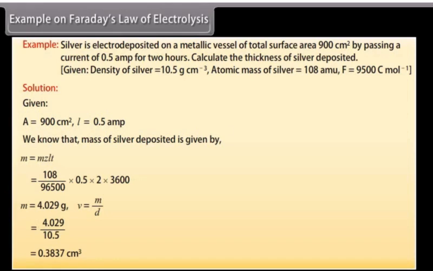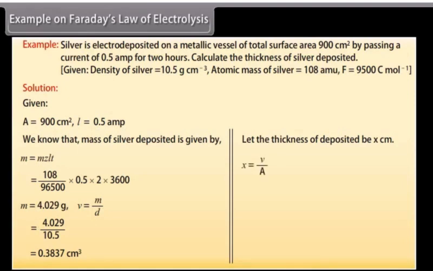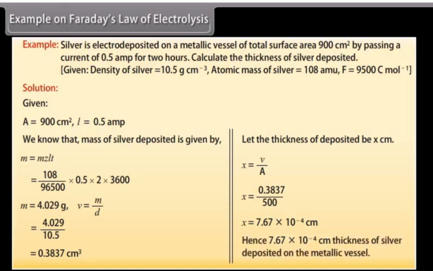0.3837 centimeter cube. Let the thickness of deposit be X centimeter. We know that X is equal to V upon A. By putting the values, we get X is equal to 7.67 into 10 raised to the power minus 4 centimeter. Hence, 7.67 into 10 raised to the power minus 4 centimeter thickness of silver is deposited on the metallic vessel.